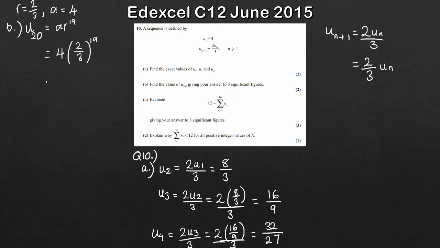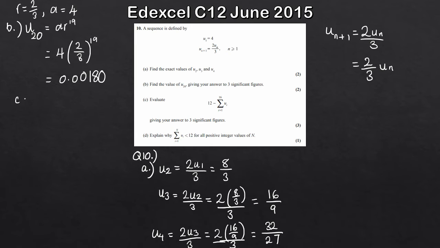So just plug this into your calculator. We've got to give that our answer to 3 significant figures. If you enter this correctly, you should get 0.00180 there. Okay, so that's part B done.